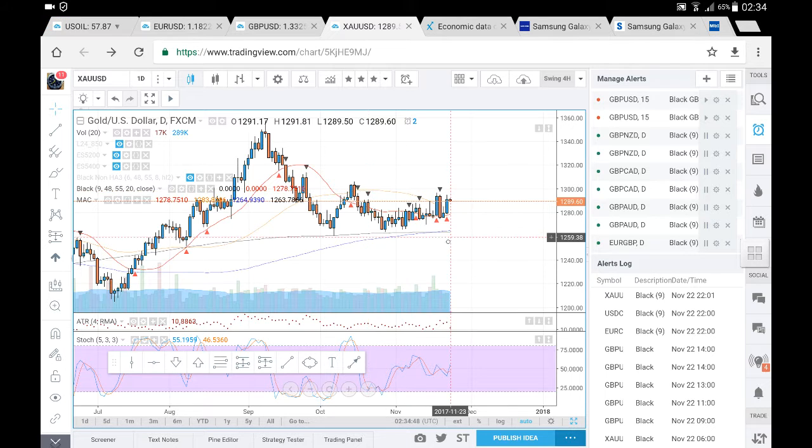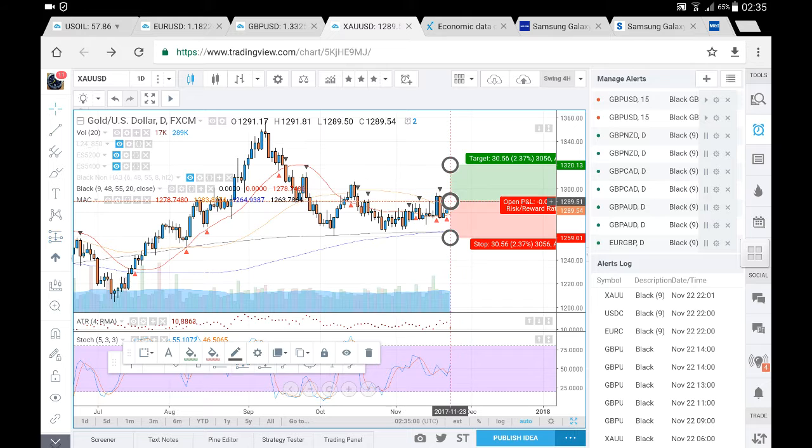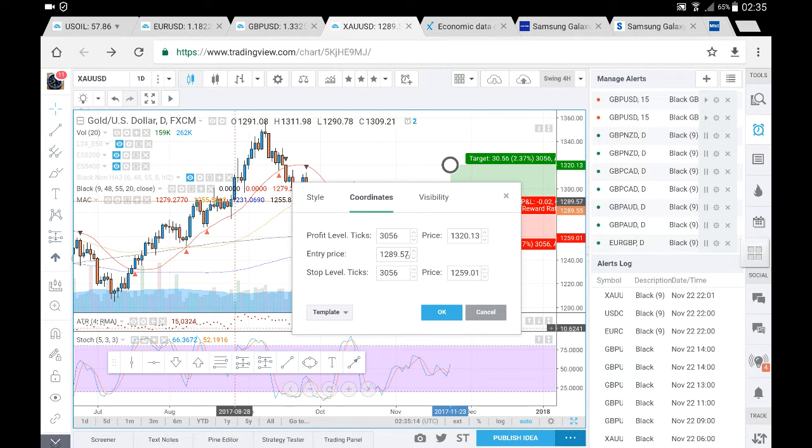So on this occasion, our stop will be set essentially at the open of the candle, so in around 1279. 1279 is where we're going to place our stop. It is a buy trade, so we'll bring this over here and place that there, and we go over to the actual inputs.